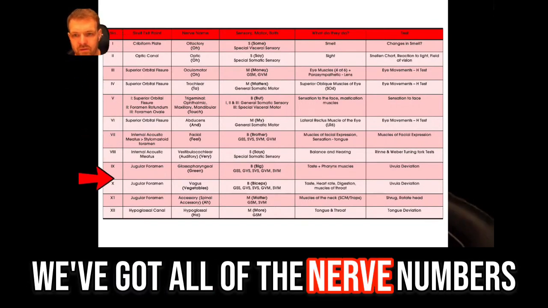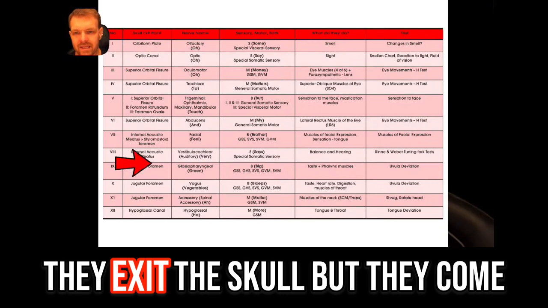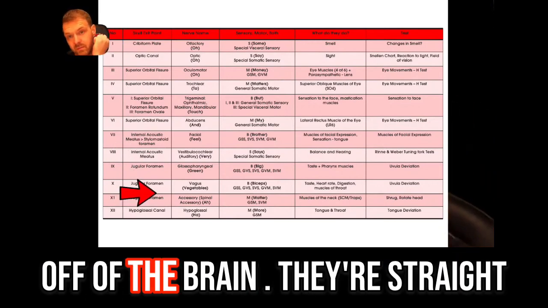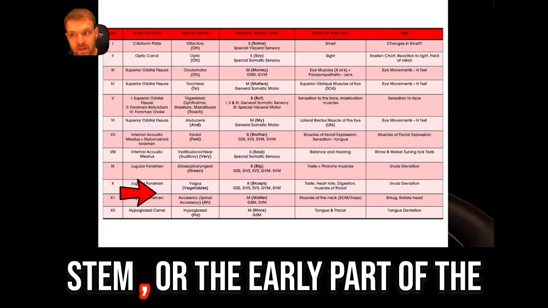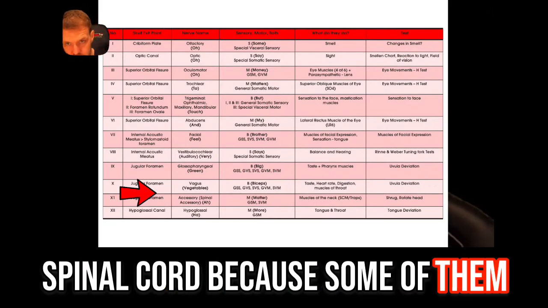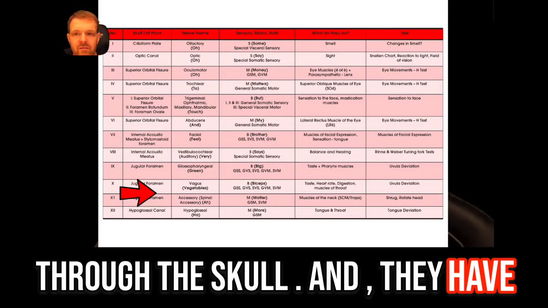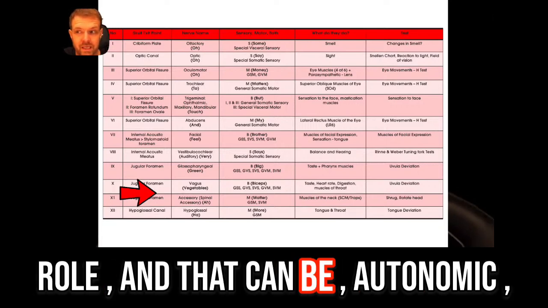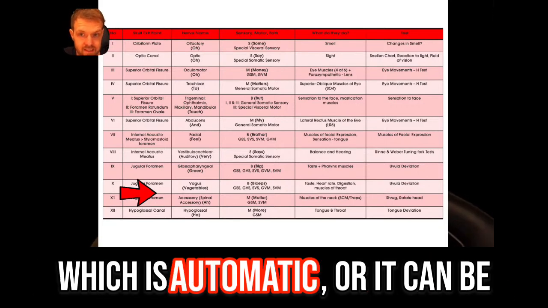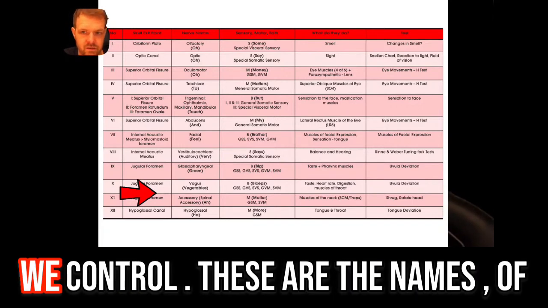We've got all of the nerve numbers down here. These are the ones we've been working through. This is where they exit the skull, but they come off of the brain. They're straight off of either the brain or the brain stem or the early part of the spinal cord, because some of them travel back up again and then exit through the skull. And they have either a sensory role or a motor role, and that can be autonomic, which is automatic, or it can be somatic, so that's something that we control.